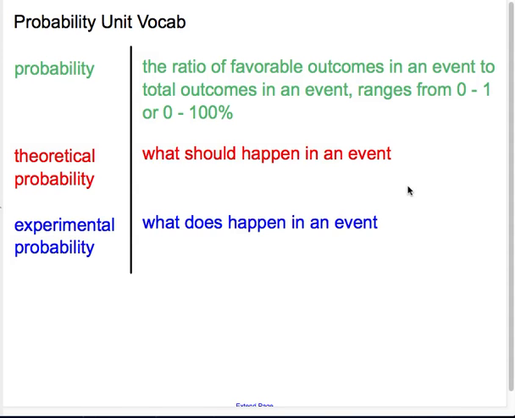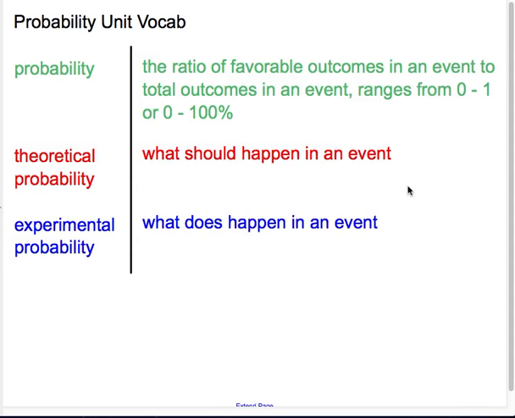All right, so now we're starting our probability unit. So first we're going to take a look at defining a few terms. Probability is the ratio, remember ratio is a comparison of two numbers, of favorable outcomes in an event to the total number of outcomes. So what I typically do when I set up probability is I give my answer as a fraction. So let's think about the event of flipping a coin.